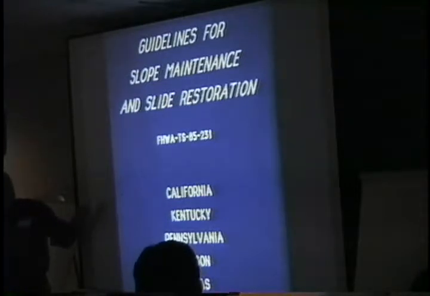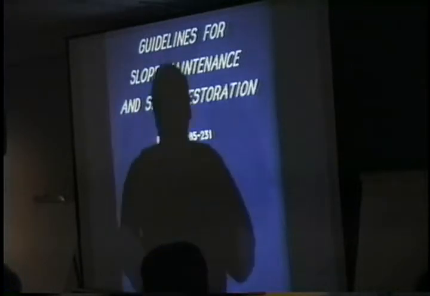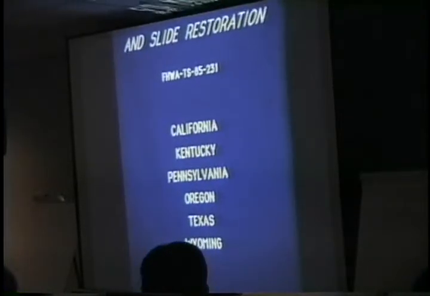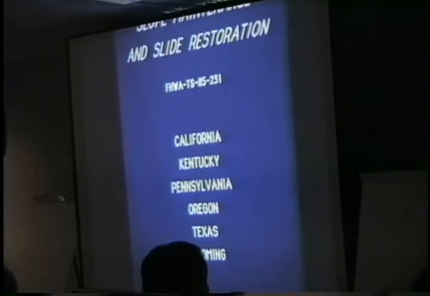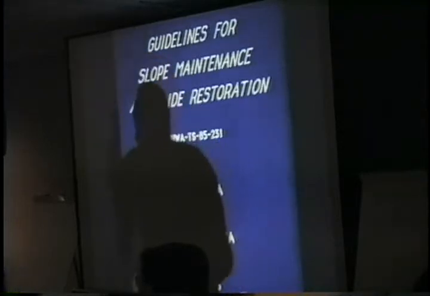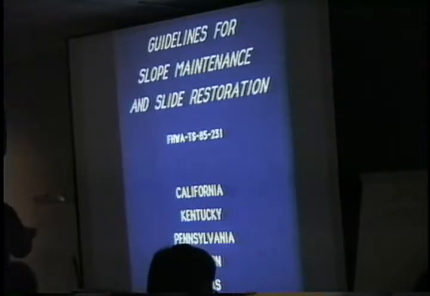And we put together 6 states. Well, I can't see the bottom ones there. Wyoming. Let me just lift it up here because I can't remember who all the states were there. See, there were a total of 6 states: California, Kentucky, Pennsylvania, Oregon, Texas, and Wyoming. Each of these states provided a geotech engineer, a maintenance guy, and a construction engineer.